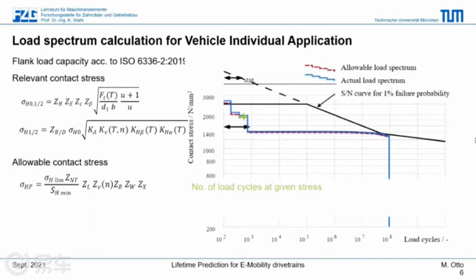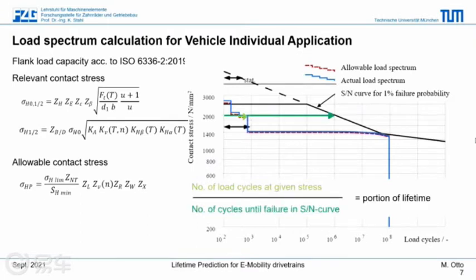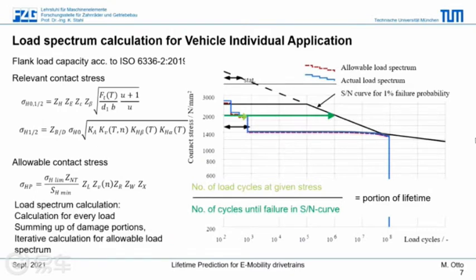This is a list of loads and the accordingly applied load cycles. And looking at one example, we see this light green small arrow, which indicates, on a certain contact stress level, the number of load cycles that are determined at a given stress in this load spectrum. And on the same stress level, we can now determine how many load cycles are allowed until failure by just looking at the SN curve. And by dividing both values, the load spectrum calculation assumes that this gives a portion of lifetime that is used at this stress level in the load spectrum.